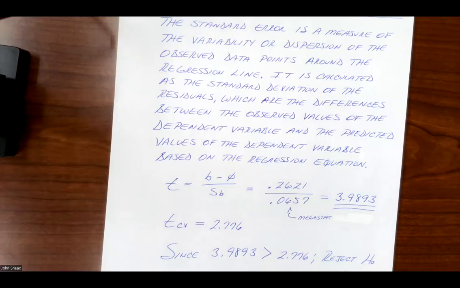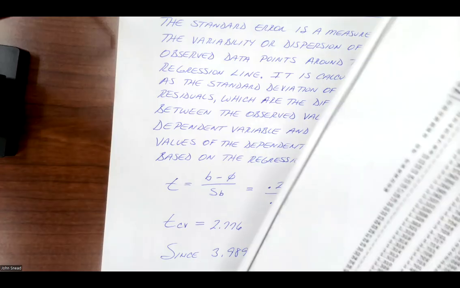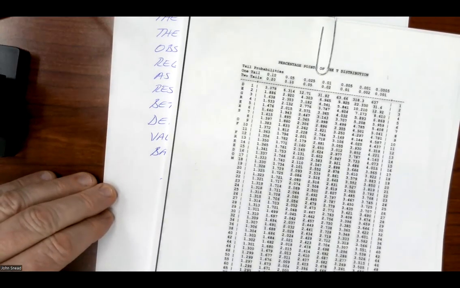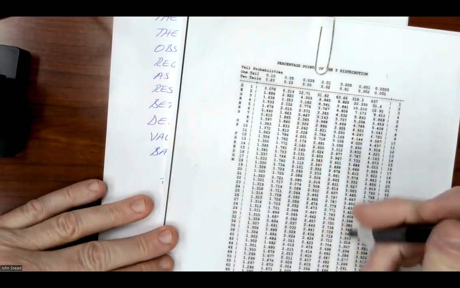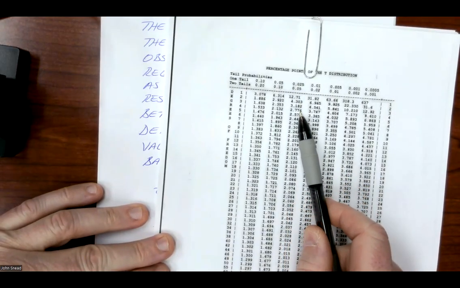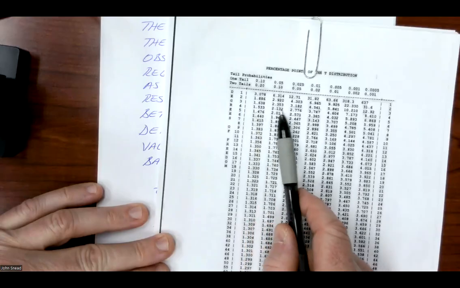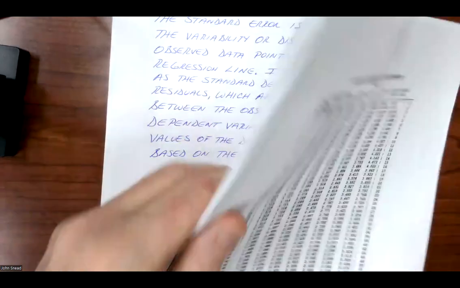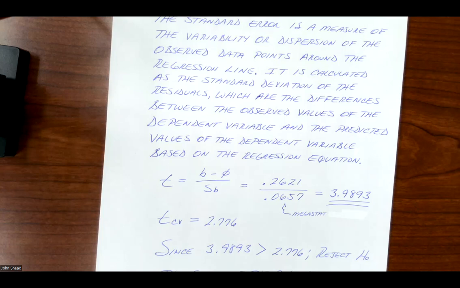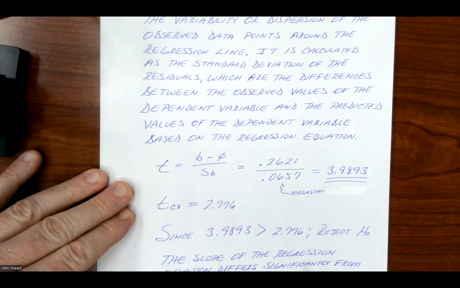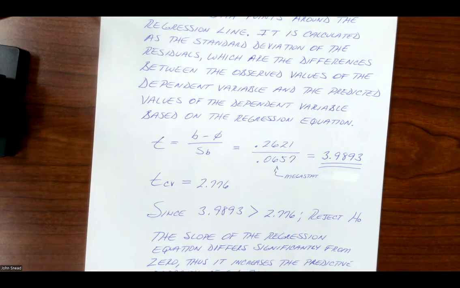And if you go to your t charts, hang on just a second. I try to never stray too far from t. Okay, here's our t distribution. Again, we've got two tails, 0.05, 4 degrees of freedom, 6 data points minus 2, and we see 2.776. Our calculated t was 3.9893. So we're going to reject the null. And so we're going to say that the slope of the regression equation does indeed differ significantly from 0. Thus, it does increase the predictive capacity of our regression equation.